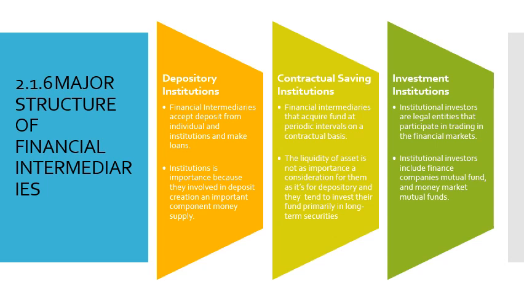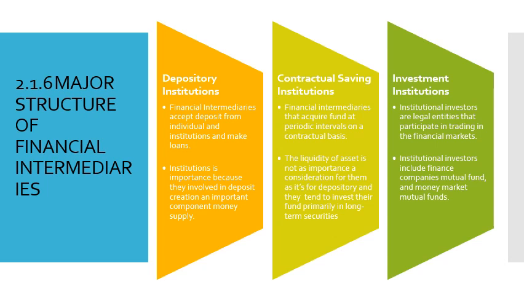Second is contractual saving institutions. The most familiar contractual saving institutions are life insurance companies, pension funds, or retirement funds provided by the government. This type of intermediary gets funds at periodic intervals. Working entirely based on a contract, these institutions work under a specific list of conditions.